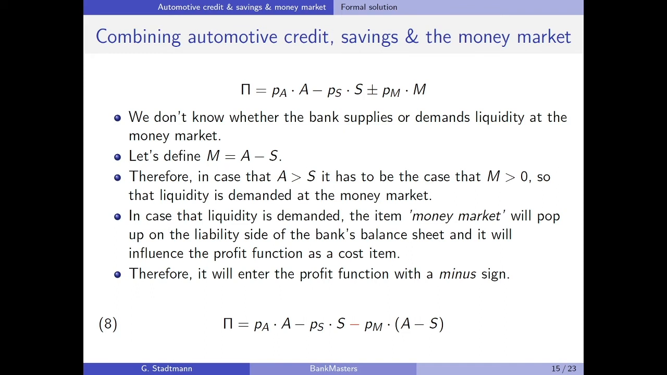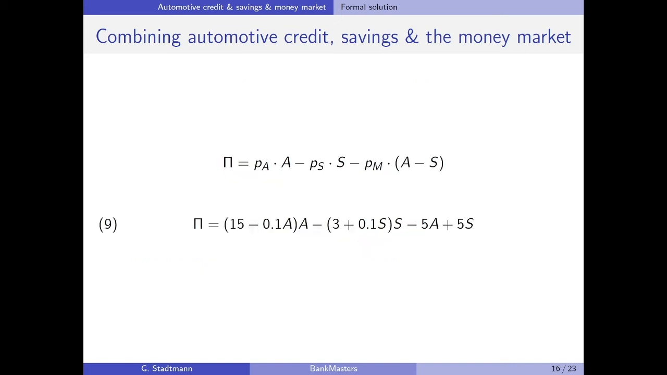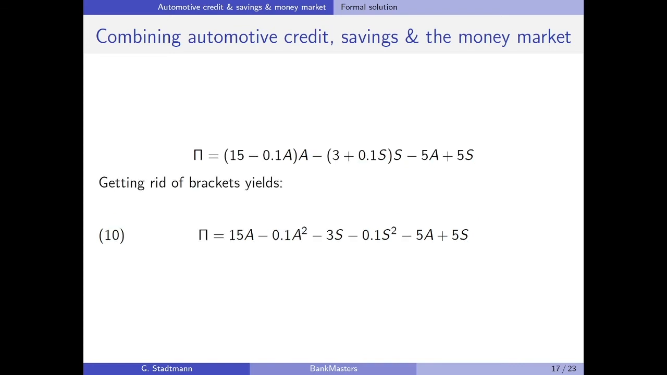So PM times A minus S. It is A minus S because we have stated M equals A minus S, and it is trying to fulfill the shortage. So now we have this equation and we are again putting these functions in order. And then when we get rid of the brackets, we end up with the 10th equation.